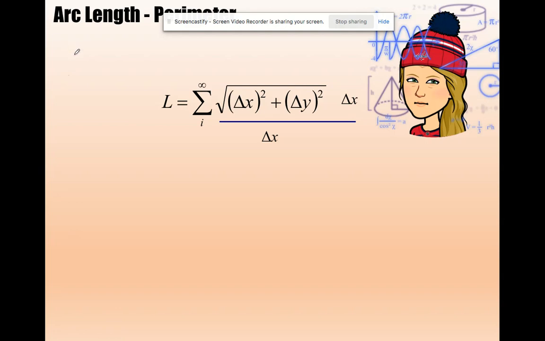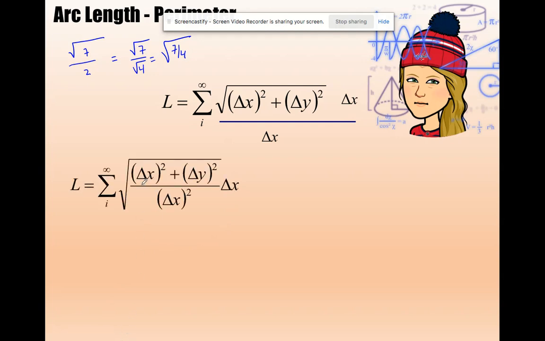Do you agree that the square root of 7 over 2 is the same as the square root of 7 over the square root of 4, which is the same as the square root of 7/4? Do you agree with that statement? That's what I'm going to do here. See what I did? I dropped this radical down, and I squared delta x, which means the square root of delta x squared is still delta x, and this delta x I just left alone.